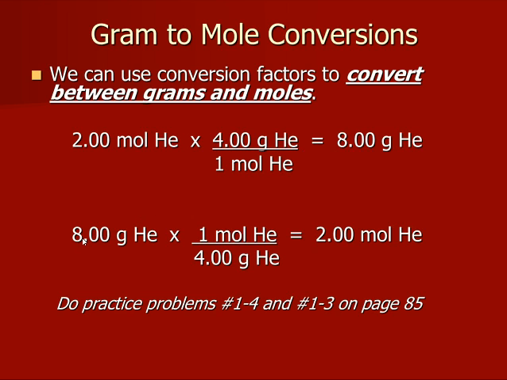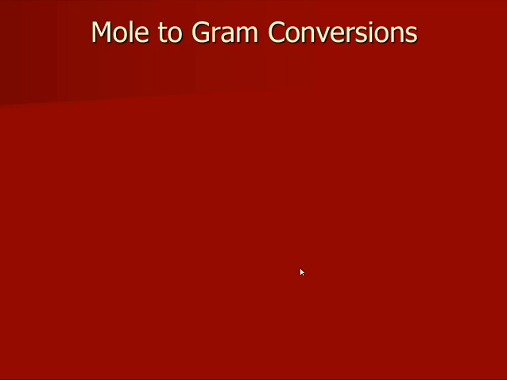Going the other way, from that 8.00 grams of helium, we can use the exact same conversion factor as in the first problem. We've just flipped the conversion upside down. Instead of 4.00 grams of helium over 1 mole, we're going 1 mole of helium over 4.00 grams of helium. Now, the way this conversion factor is set up, the math is telling you that you need to multiply 8.00 by 1 and then divide it all by 4.00, giving you an answer of 2 moles.